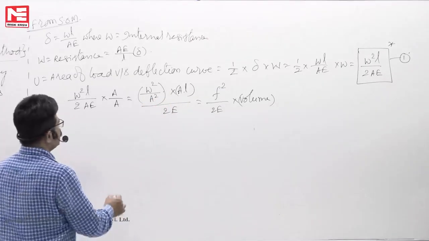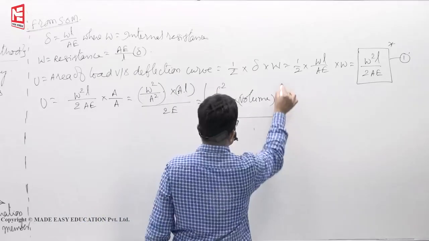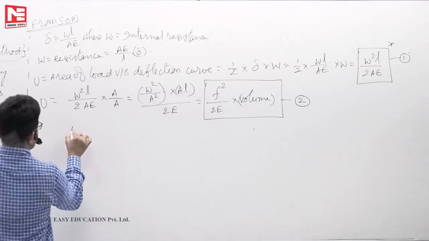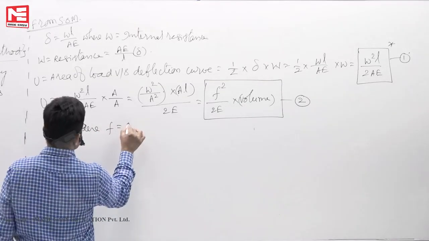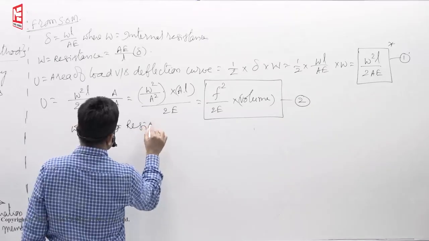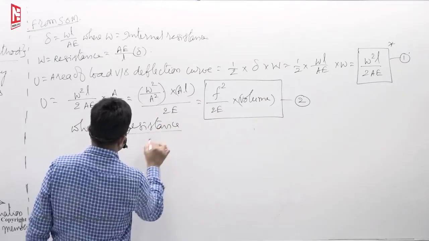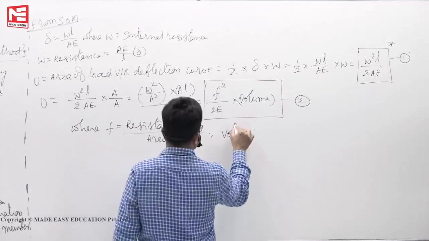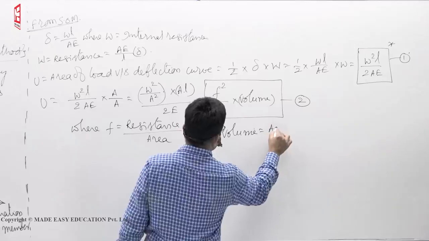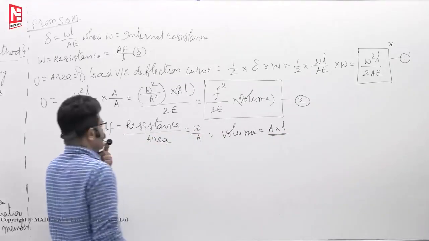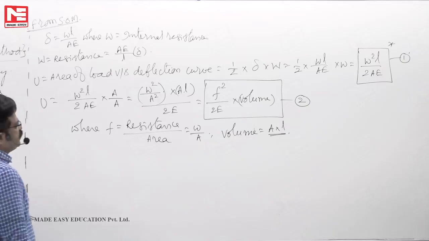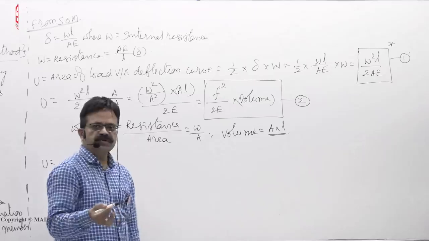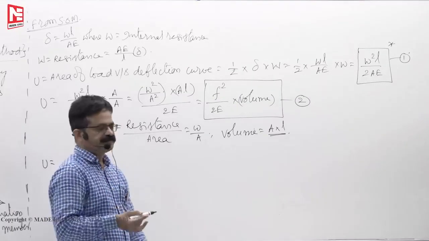So when you are writing in terms of internal resistance per unit area, it is F square by 2E into volume, where F stands for resistance by area. Volume means the volume of the member, area into L. So this is the second expression for the strain energy stored. Strain energy stored and potential energy lost are the same.